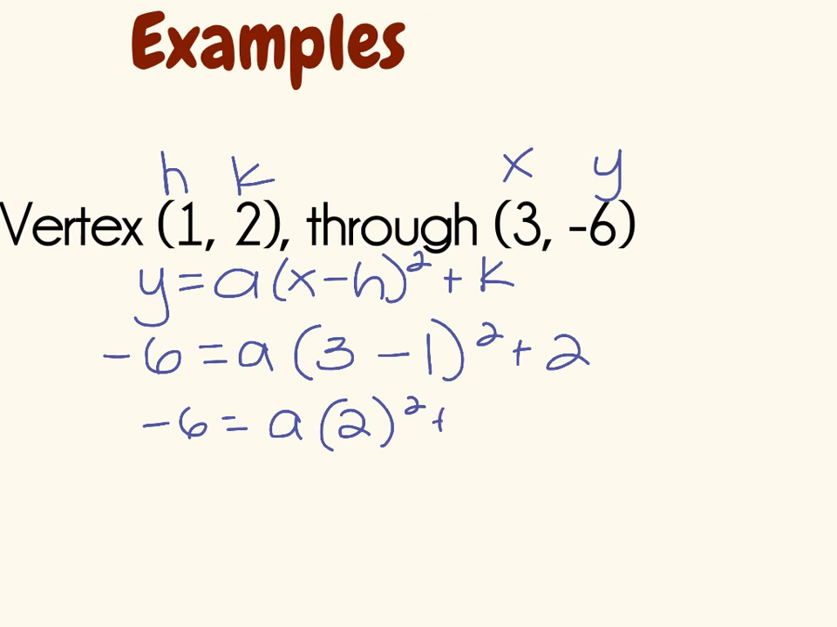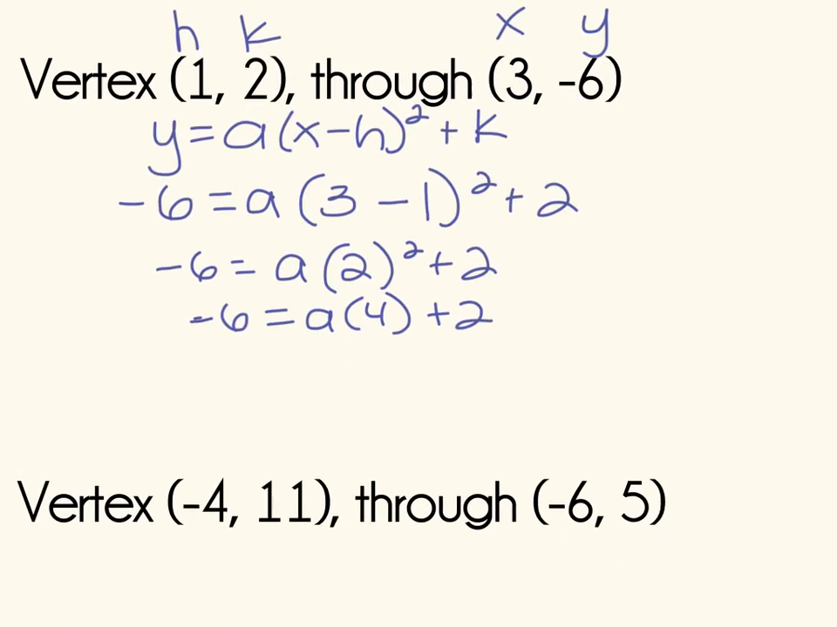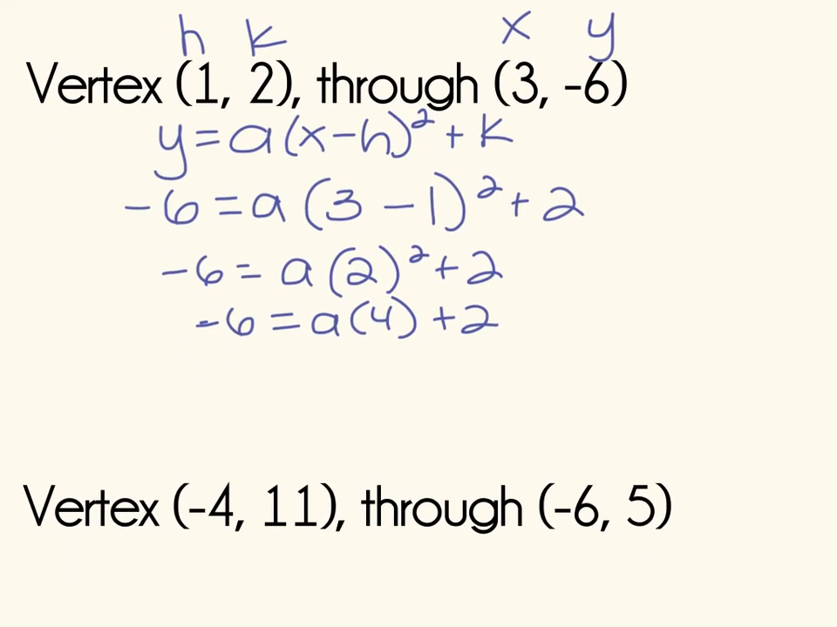(2)² + 2. And for some reason, I don't know why, it happens every year, people add these, okay? You can't do that. So this becomes -6 = a times 4 + 2. You cannot add the 4 and the 2. You have to subtract the 2. -8 = a times 4, then divide by 4. And a is -2.